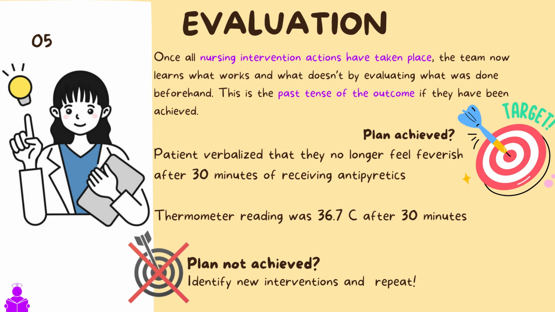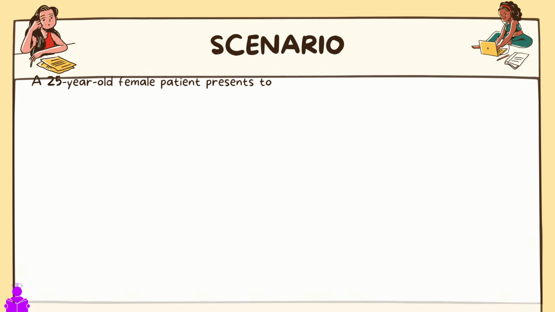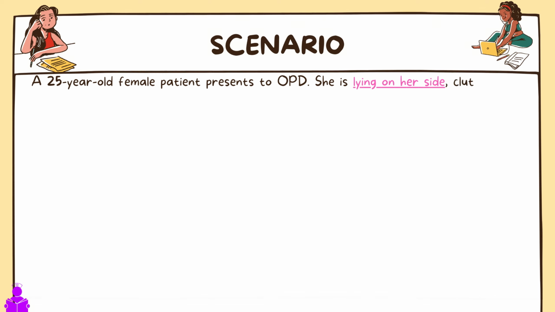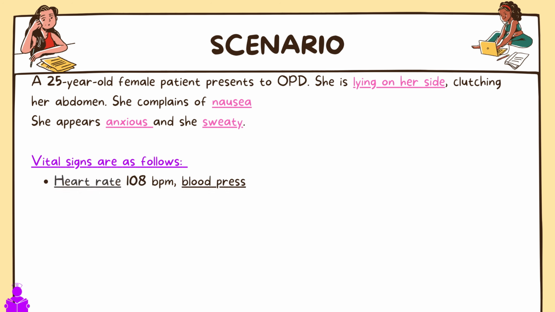Now, to keep all this information we talked about organized, we shall use the nursing care plan. Now, for the nursing care plan, to draw our nursing care plan, we need to have a scenario, or we need to have a medical condition. Maybe it is malaria, so we have the assessment already. Or we can have a scenario like what we are having in here.